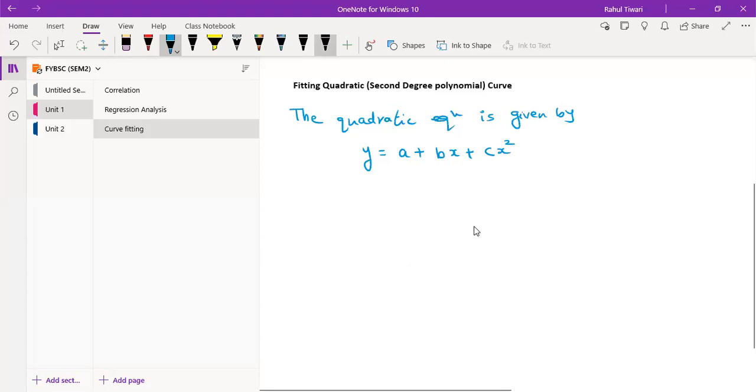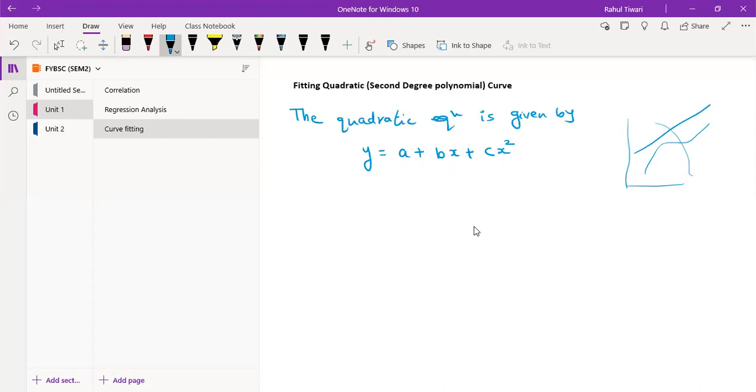When I remove this cx square, it is my linear equation. This is my linear regression. When I introduce this cx square, that means your graph will not be linear. Your graph will be maybe like this one. So it is not actually a straight line. When it is a straight line, this term won't be there in the picture. So this is my quadratic form, and I am interested to get the values of a, b and c.